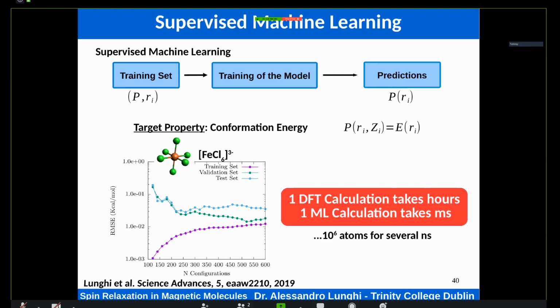And why it's important is that while DFT can take hours to run a calculation and predict the energy, machine learning can take milliseconds or even fractions of milliseconds. So this means that while DFT can be used to study molecules of, I don't know, maybe 1,000 atoms on a very large computer with a lot of effort, the same calculation with machine learning can be done on a laptop. And that's why it can be useful to speed up these calculations.